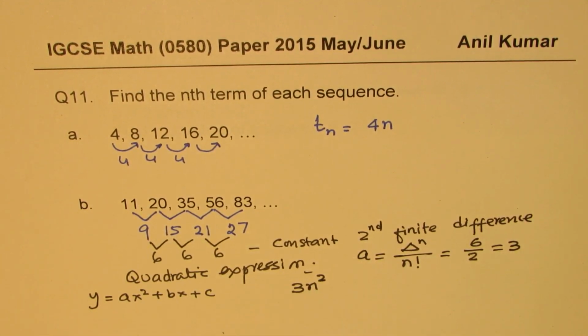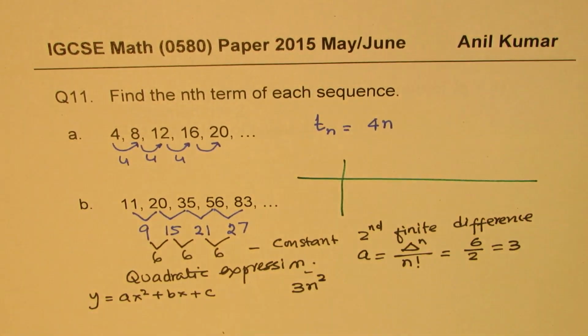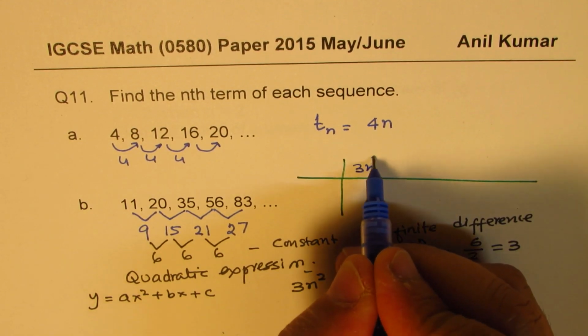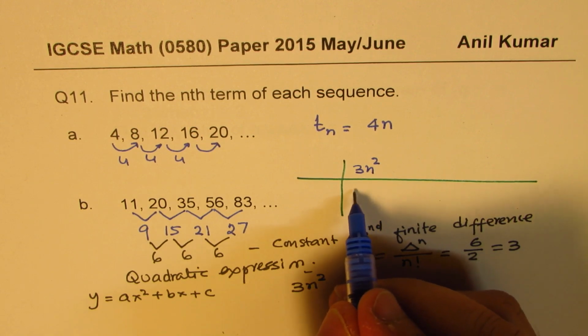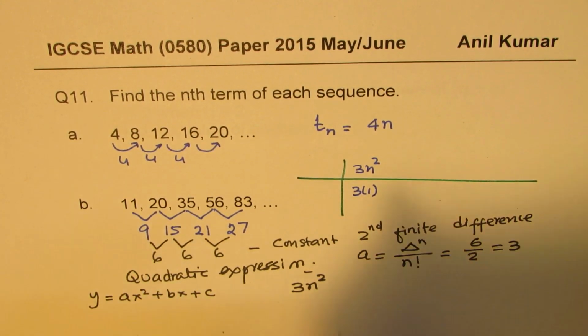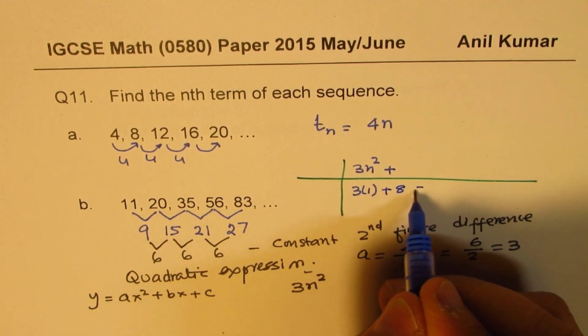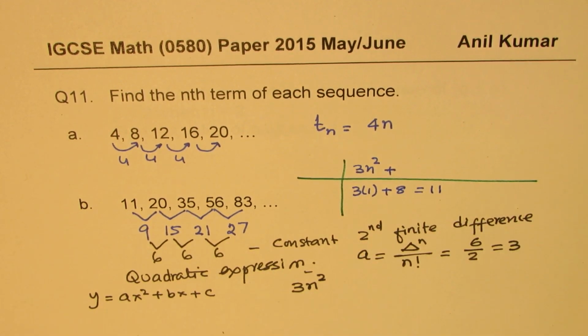If I write n as 1, let's work it like this. So we have 3n squared, right? So let's say we have 3n squared. If n is 1, so I get what? I get 3 times 1. But I need 11. So I have to add some number to this to get 11, which is definitely 8, right? To get 11. So we get 8 as the constant. You get the idea, right?